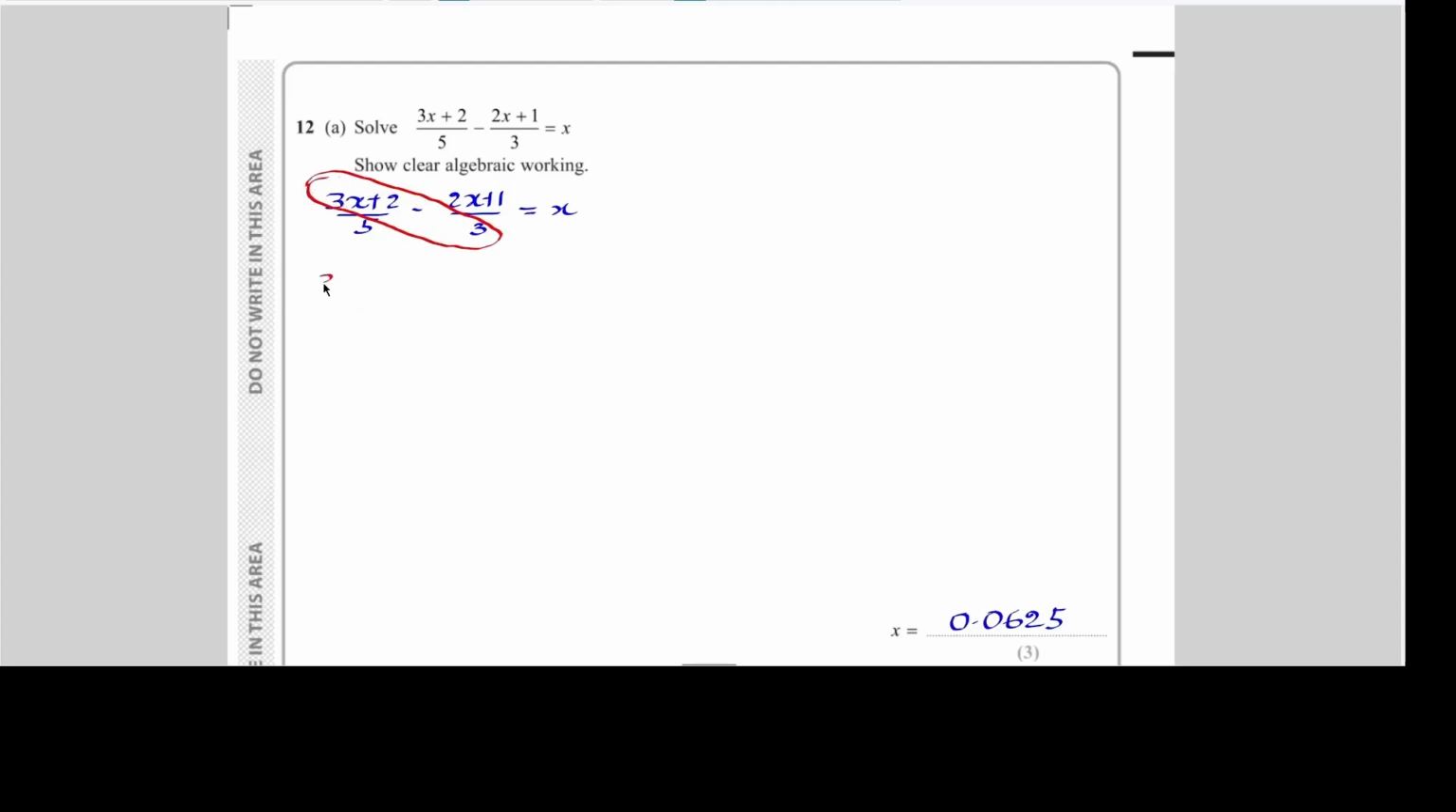3 times 3x plus 2. So I'm done with this wing of the butterfly. Now let's go ahead with the other one. So cross multiplying, 5 times 2x plus 1 minus 5. So don't bring this one in front of the sum, okay? This is the first thing that you got to do. 3x plus 2 to be here. And next one has to be 2x plus 1.